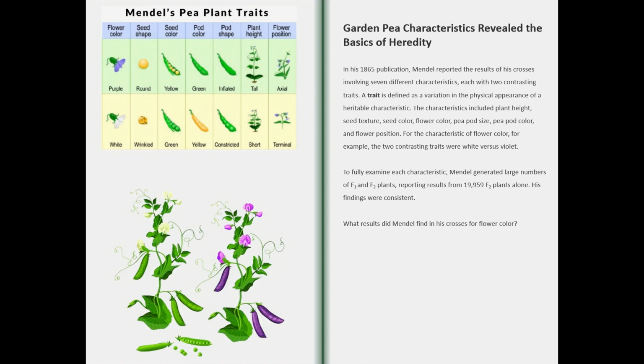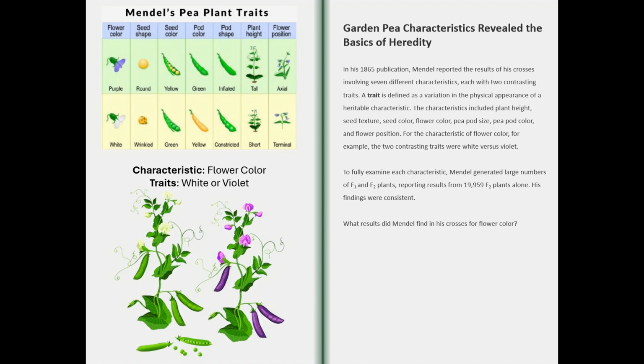For the characteristic of flower color, for example, the 2 contrasting traits were white versus violet. To fully examine each characteristic, Mendel generated large numbers of F1 and F2 plants, reporting results from 19,959 F2 plants alone. And his findings were consistent. What results did Mendel find in his crosses for flower color?